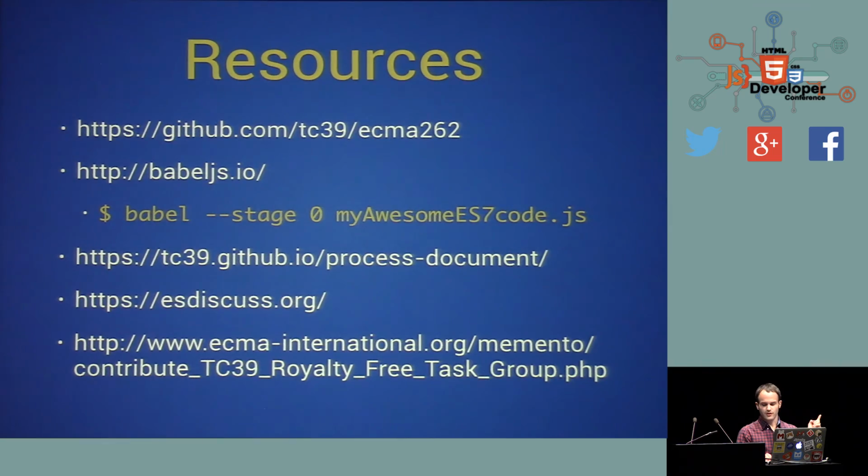There's also a link to the process document, which details all the stages and how each feature goes through from stage 0 all the way to stage 4. ES Discuss, that's the archives of discussions where they discuss all these features as a group, as well as meeting notes and a way you can subscribe to the newsletter or the user group. And then finally, that last link from ECMA International, if you're interested in getting involved, you can register as an external contributor. If you register, then you can help propose stage 0 proposals.